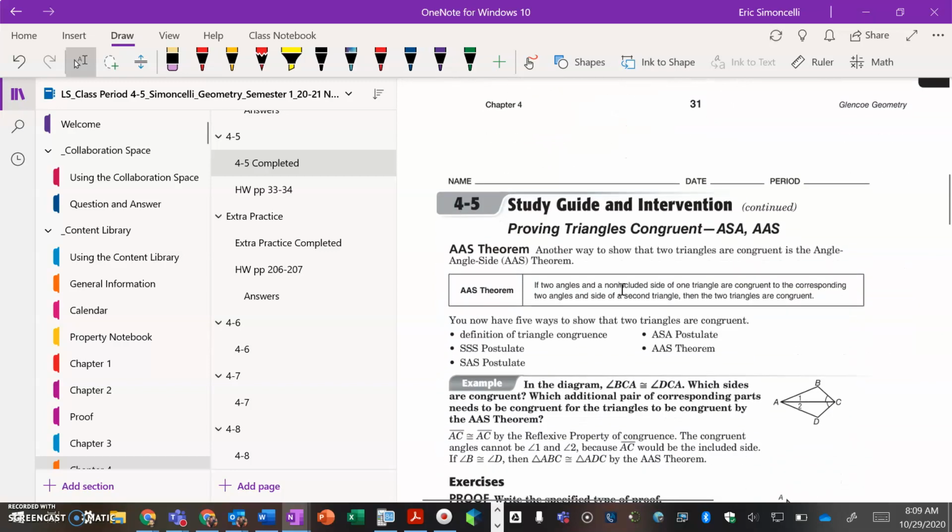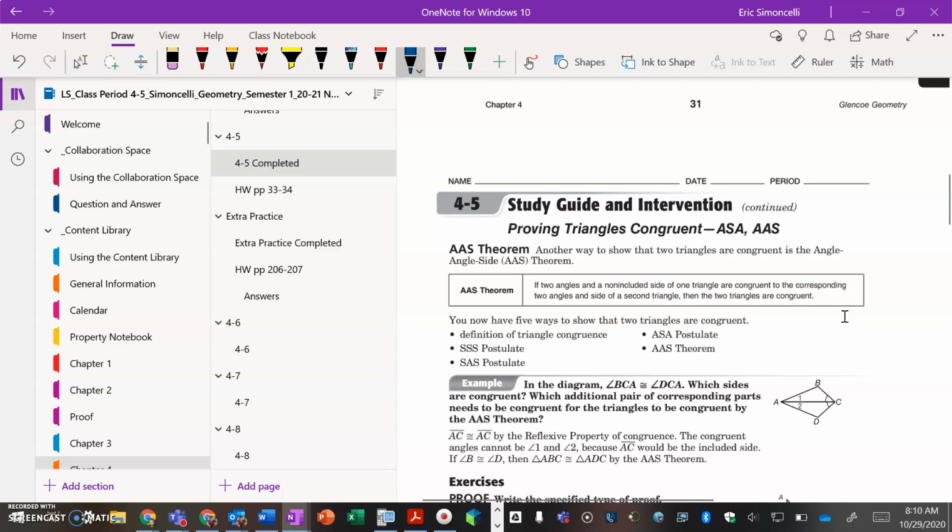On the next page, let's take a look. This is angle, angle, side. This is something that, as they're describing here, we're going to utilize in various ways later as well. We're going to look at flow proofs as well as paragraph proofs. Angle, angle, side. Another way to show that two triangles are congruent is the angle, angle, side theorem. Here's how it reads. If two angles and a non-included side of one triangle are congruent to the corresponding two angles and side of a second triangle, then the two triangles are congruent.